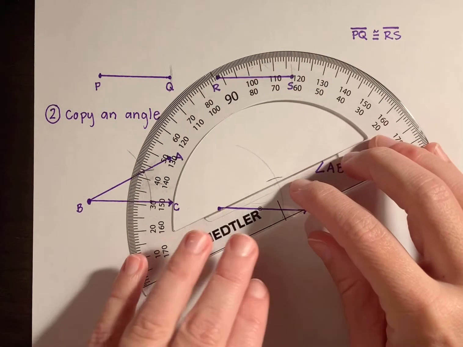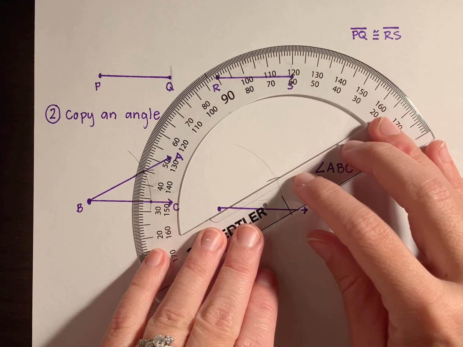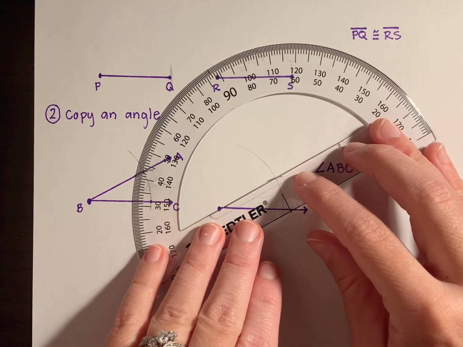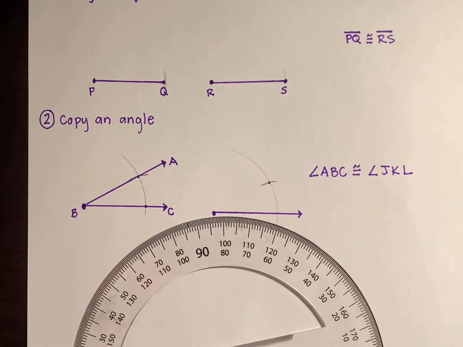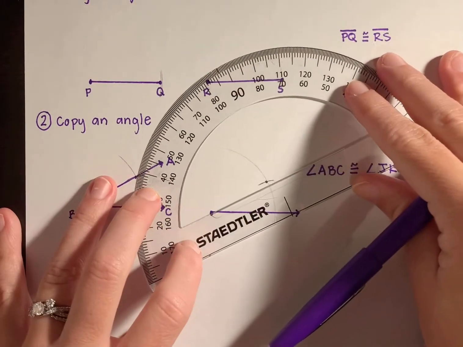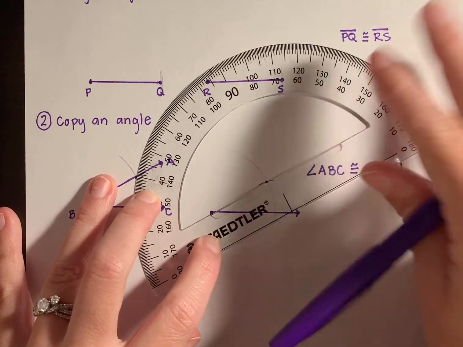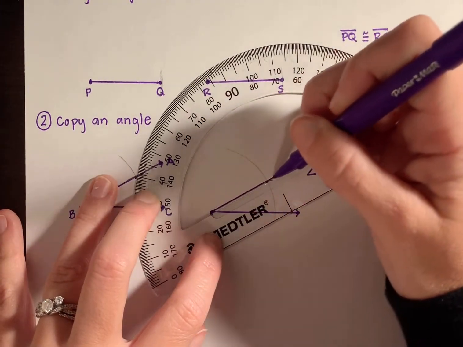Let me go ahead. There's where it intersects. I'm actually going to put a dot there. I think it can be helpful. So I'm trying to connect this vertex and this dot. There we go.